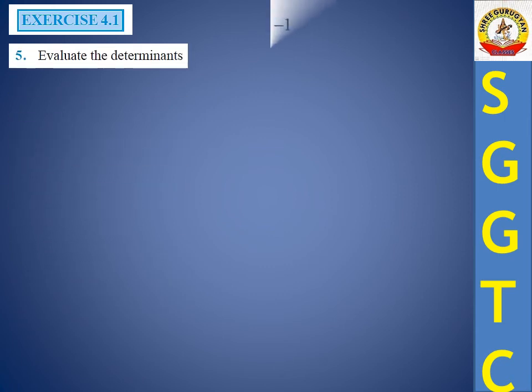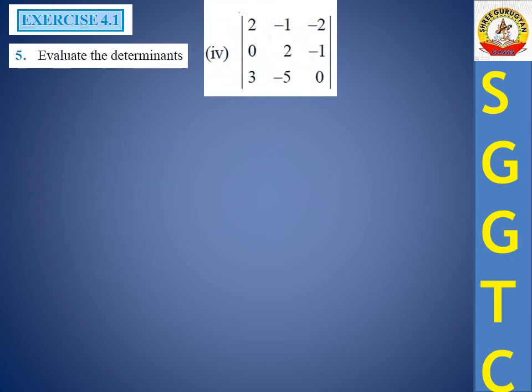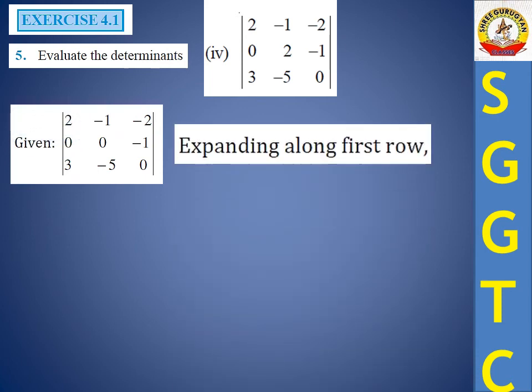4.1, question number 5, that fourth one. 2 minus 1 minus 2, 0 2 minus 1, 3 minus 5 0. Yes students, here also I utilize the same principle, expanding along the first row. First row elements 2 minus 1 minus 2.